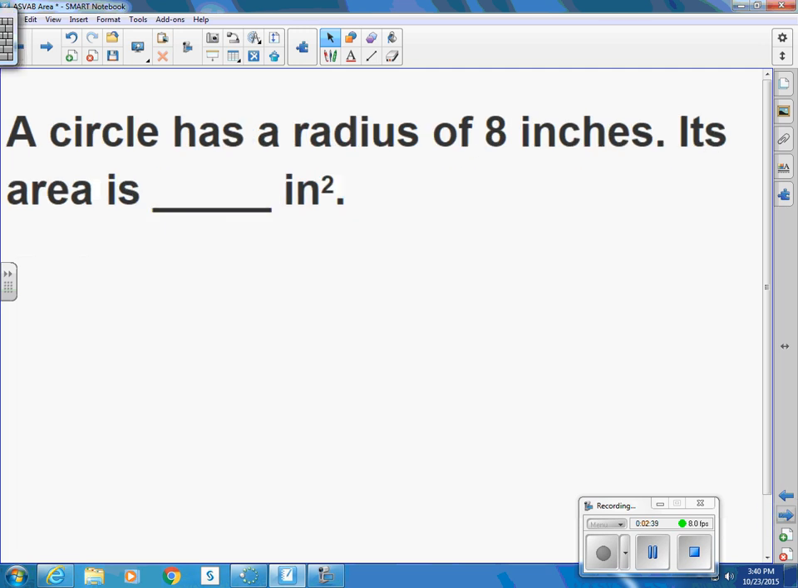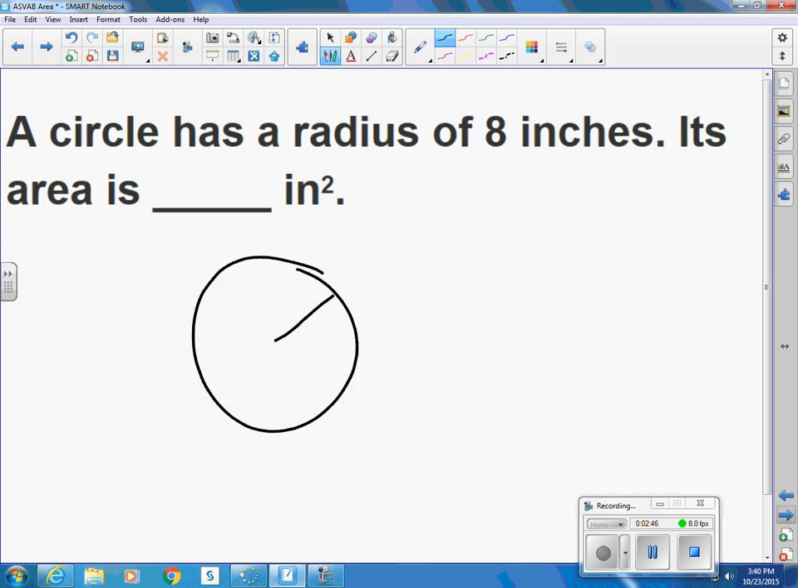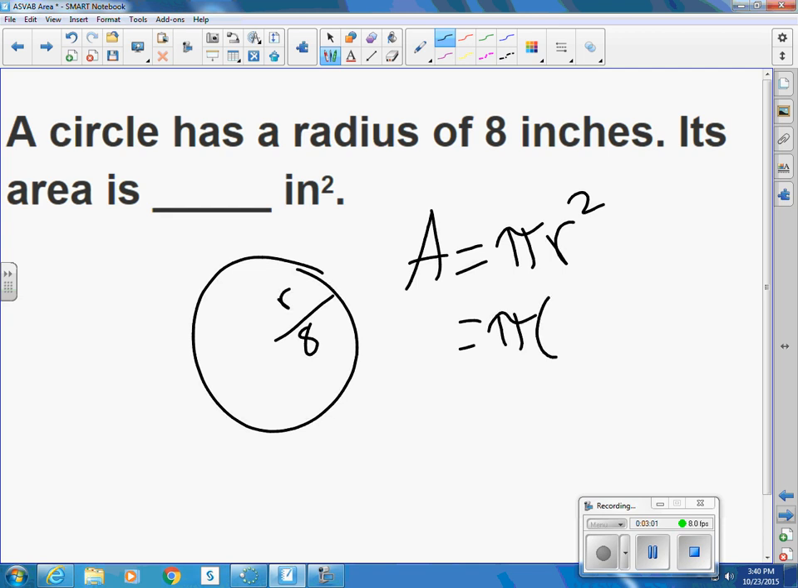A circle has a radius of 8 inches. Its area is how many square inches? The radius is 8. The area of a circle is equal to pi times the radius squared. So that would be pi times 8 squared, which is pi times 64, which is about 3 times 64.